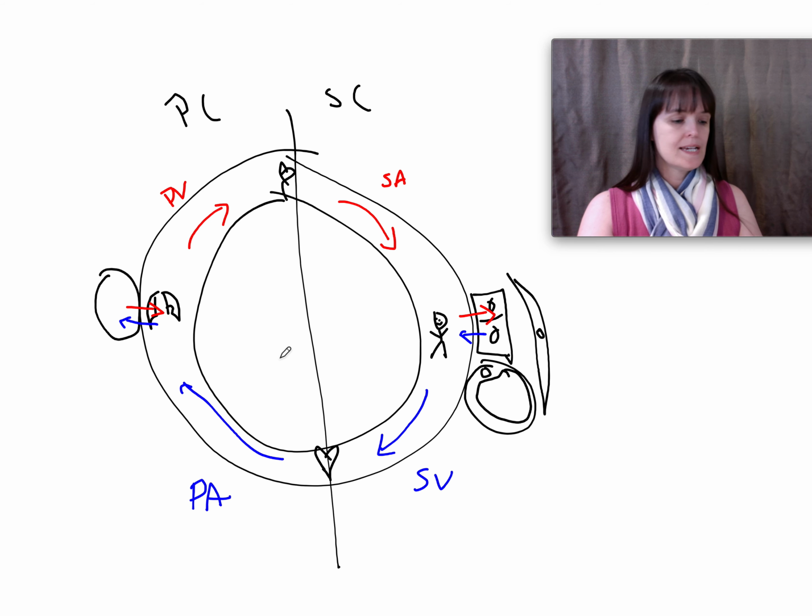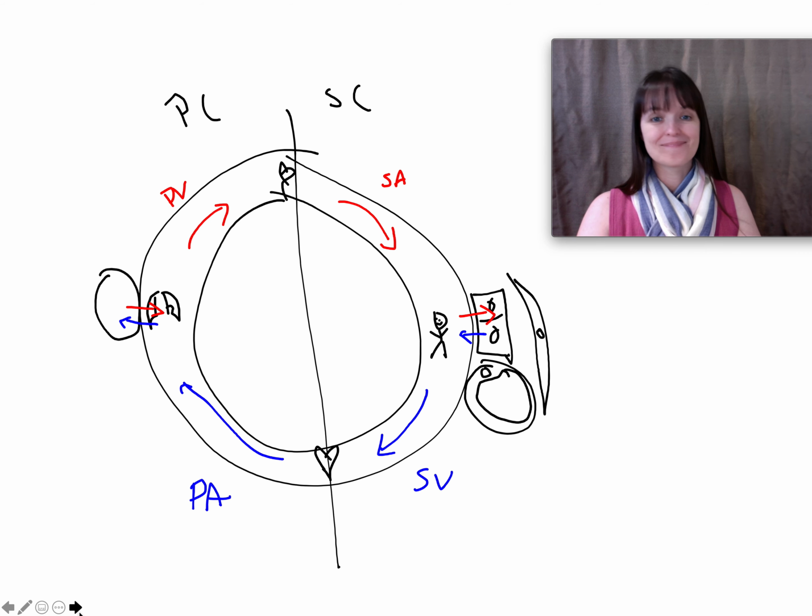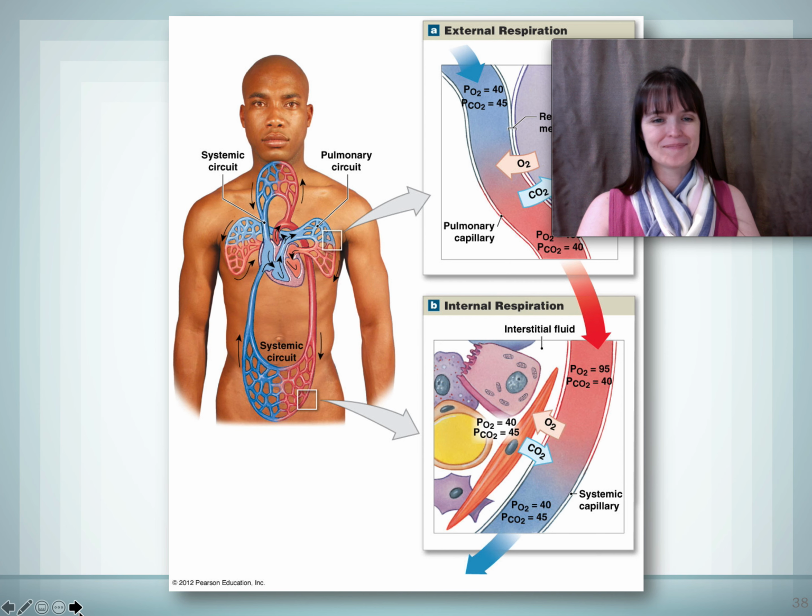So oxyhemoglobin is hemoglobin with an oxygen. You recall hemoglobin without an oxygen is deoxyhemoglobin, and hemoglobin with a carbon dioxide is carbaminohemoglobin, because that's fun to say. All right, there's the picture. Moving on.